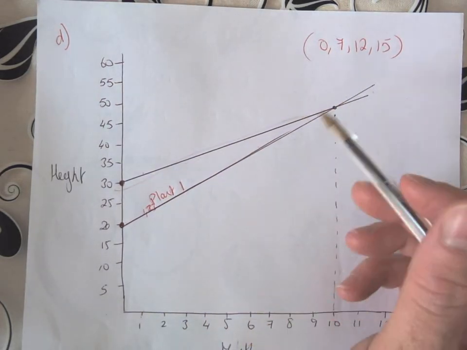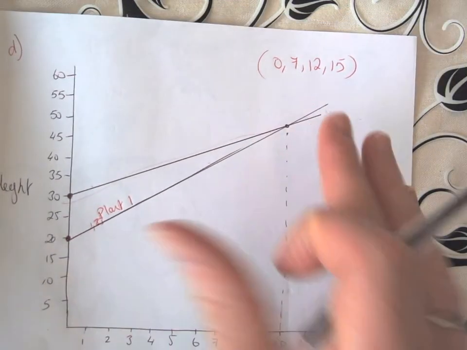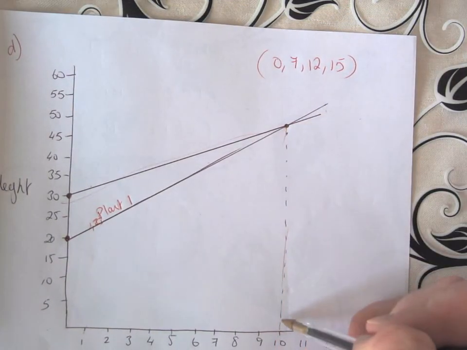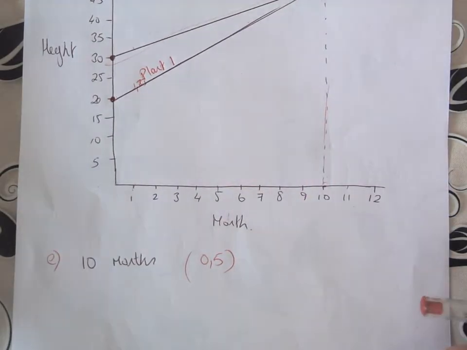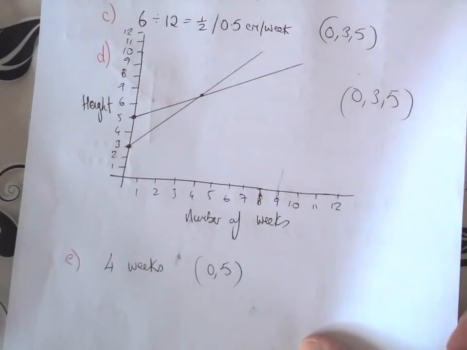And then the last part says after how many months are the heights of the plants equal? So again, it's where they cross over, drop it down and you get 10 months. Okay, so have a look and see where you went wrong.